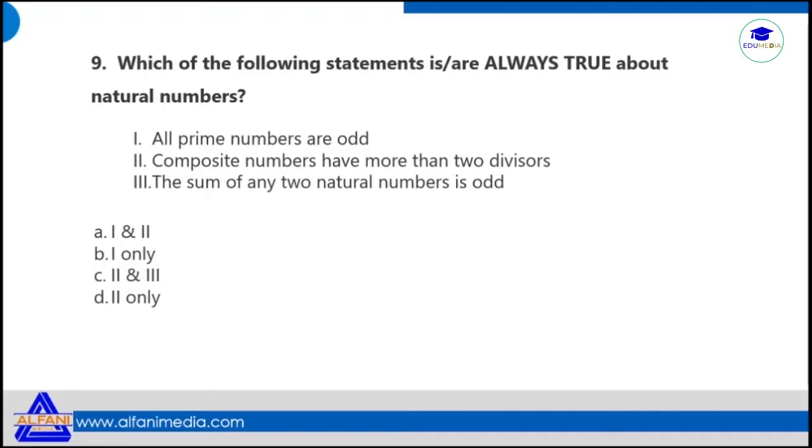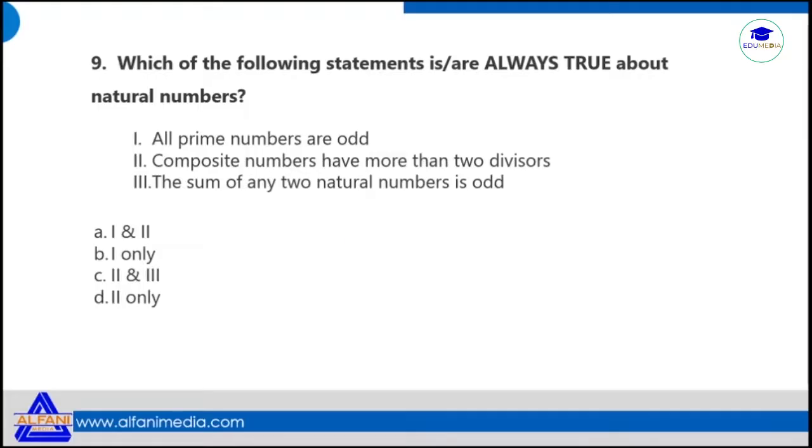The next question says, which of the following statements is or are always true about natural numbers? Okay, so we are talking about natural numbers here. Now the first one is I. All prime numbers are odd. II. Composite numbers have more than 2 divisors. And III. The sum of any two natural numbers is odd. All right, so let's quickly analyze this.